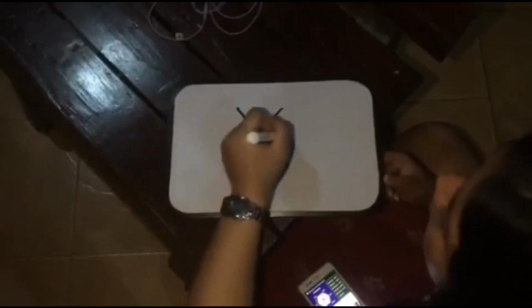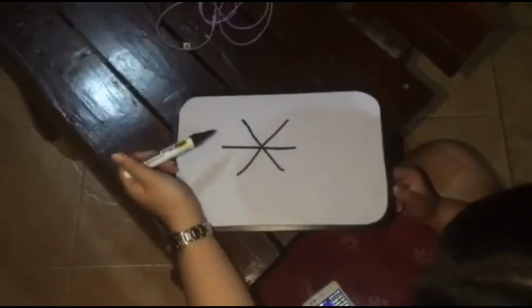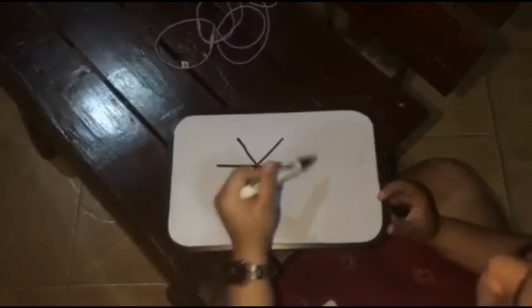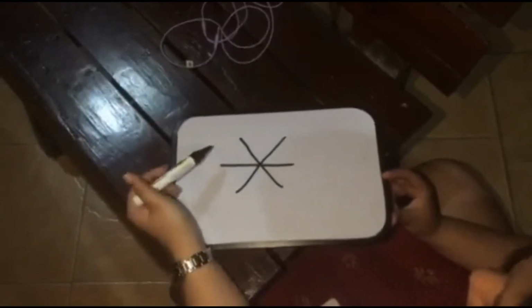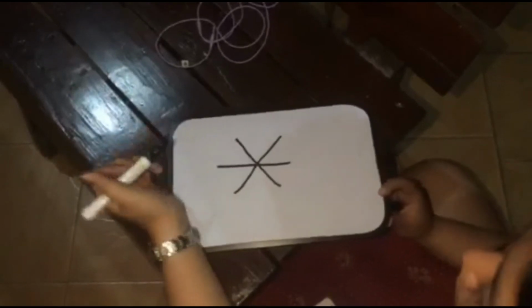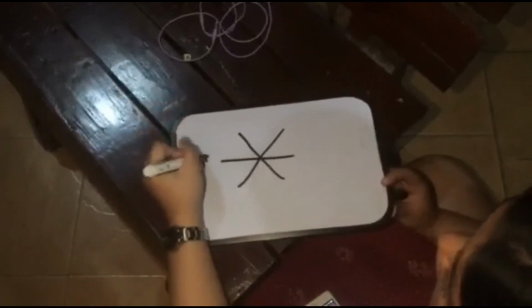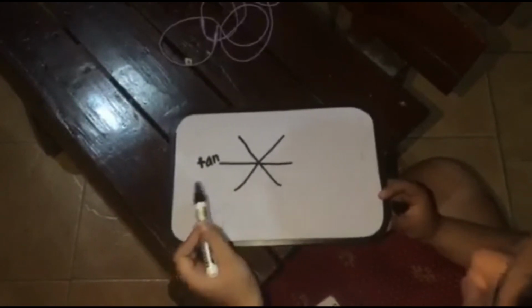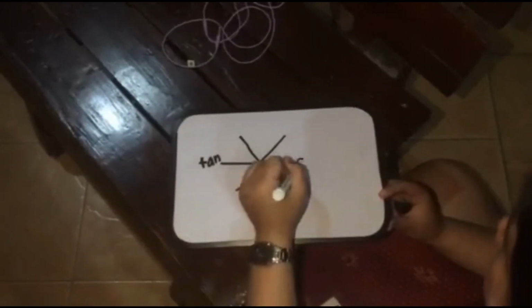So, mag-drawing tayo ngayon ng parang hexagon. So, ayan. So, gamit yung 6 na trigonometric functions, pwede natin silang ilagay dito para makatulong siya sa pagkuha ng derivative or other problems na ginagamitan ng trigonometric functions. So, una muna natin ilagay ay tangent. So, tangent ay dapat siya yung nasa parang horizontal line. So, ang katapat ng tangent ay cotangent.